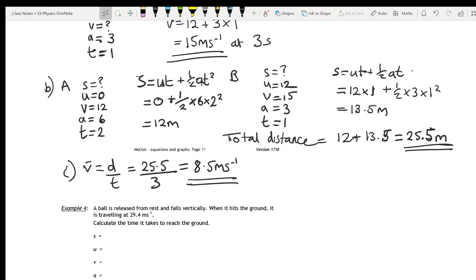For section B, probably 4 marks. Yeah, because you use the same equation each time, and then you'd have 2 answers and then add them together. It would be an extra mark anyway.